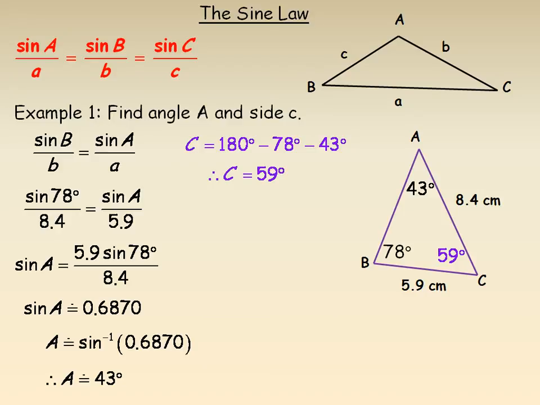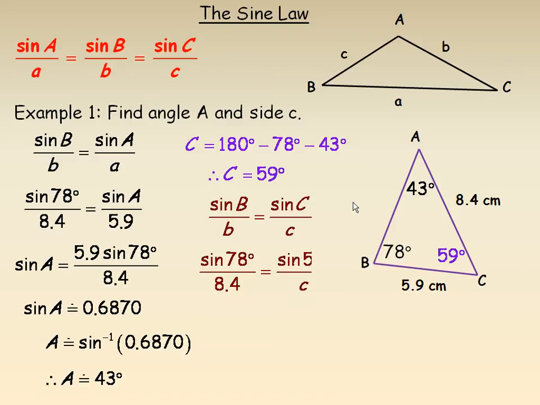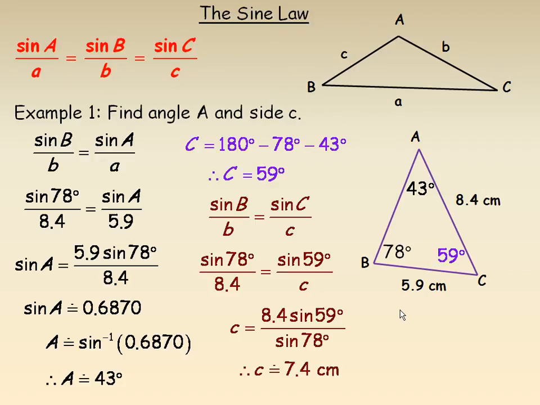So now we can find side C. Writing out my sine law again, I'm going to use the same angle-side pair as before. Sine of B over side b is equal to sine of angle C over side c. Filling in the values, angle B is 78 degrees, side b is 8.4, and we just found that angle C is 59. Cross multiplying, c is 8.4 times the sine of 59 divided by the sine of 78. That makes c work out to be about 7.4 centimeters. So that's the length of side C.